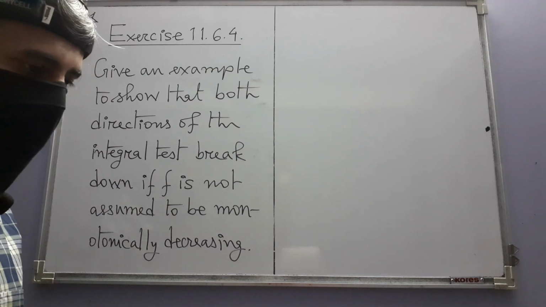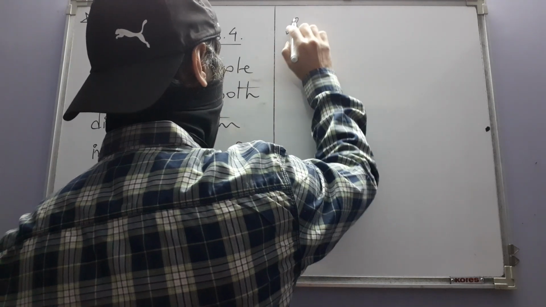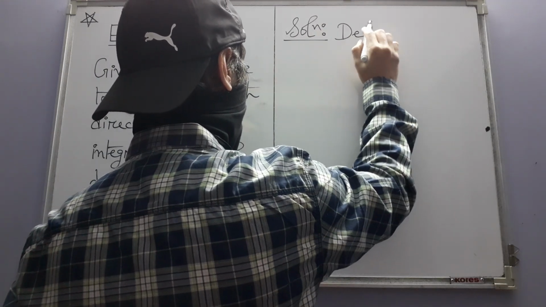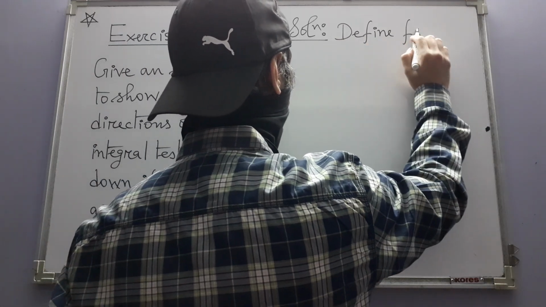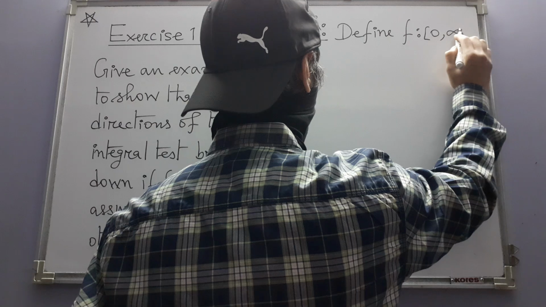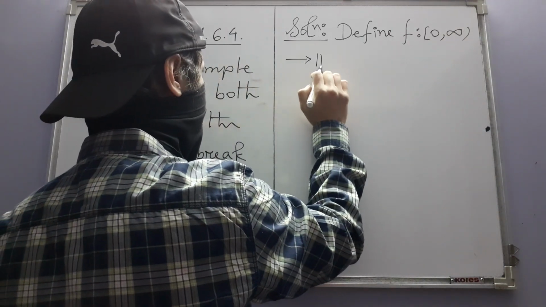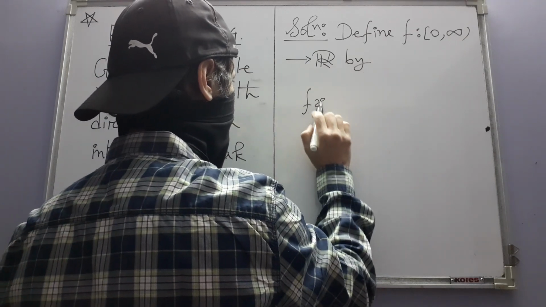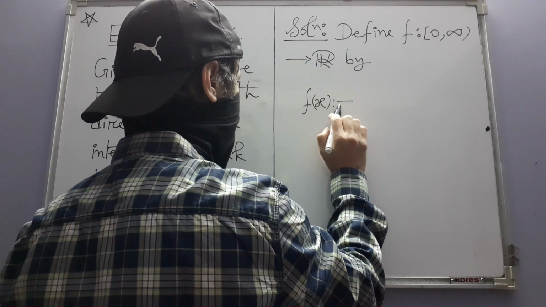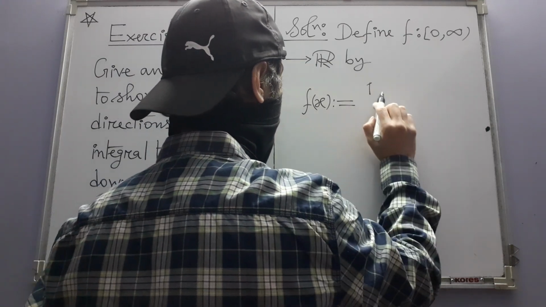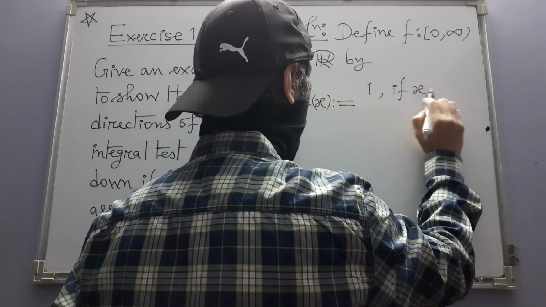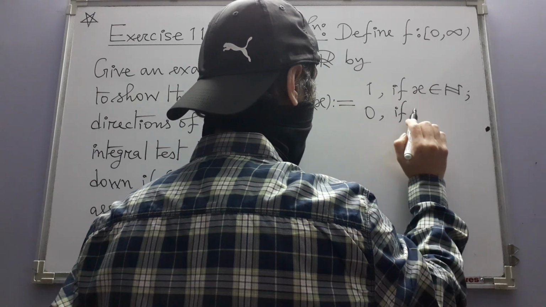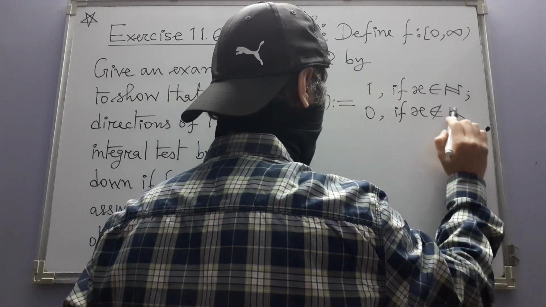So let us first consider this function. Define f from the set of non-negative real numbers into the set of real numbers by this rule. f of x is equal to 1 if x is a natural number and 0 if x is not a natural number.